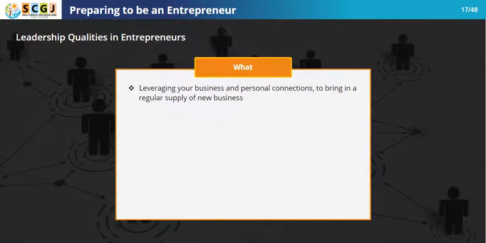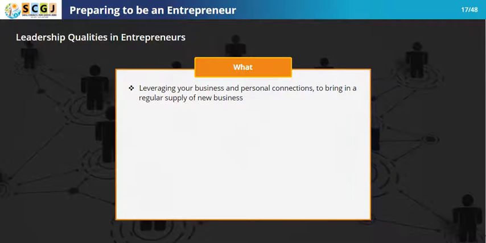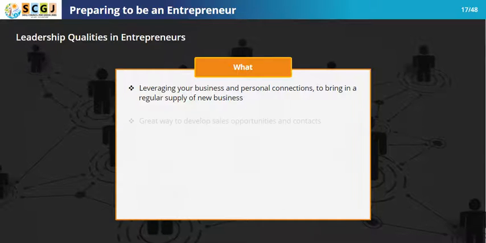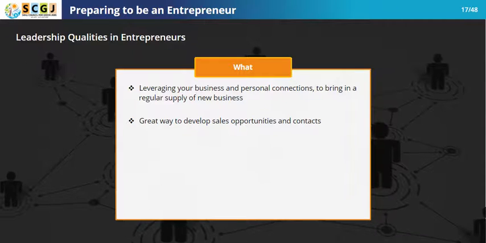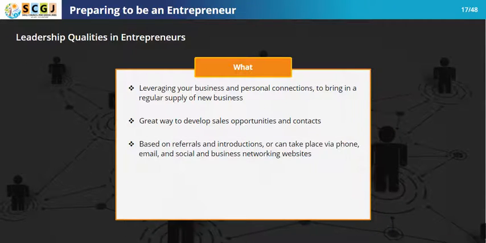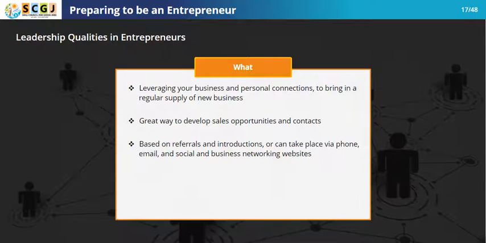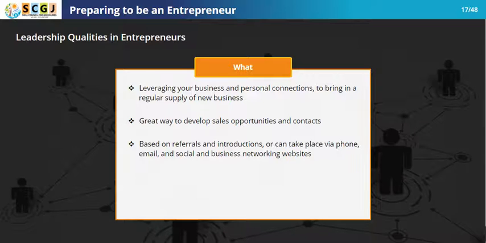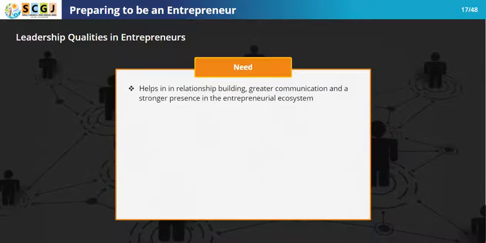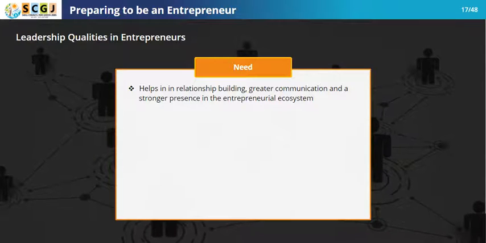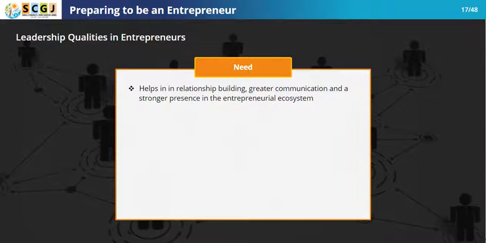What? Leveraging your business and personal connections to bring in a regular supply of new business. Great way to develop sales opportunities and contacts based on referrals and introductions, or can take place via phone, email, and social and business networking websites. Effective and low cost. Need. Helps in relationship building, greater communication, and a stronger presence in the entrepreneurial ecosystem.